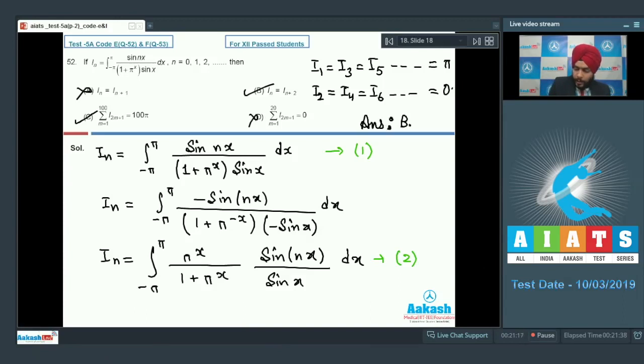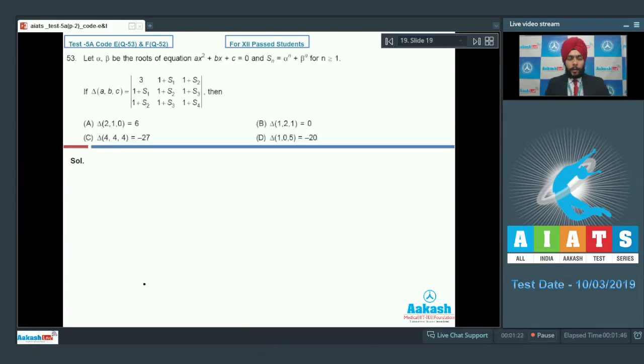Okay. Let us move on to the next question. Question number 53 says that let alpha and beta be the roots of the equation ax square plus bx plus c equals 0 and Sn be defined as alpha power n plus beta power n for n greater than or equal to 1. If delta of ABC is the determinant 3, 1 plus S1, 1 plus S2; 1 plus S1, 1 plus S2, 1 plus S3; 1 plus S2, 1 plus S3, 1 plus S4, then we have to find out the value of delta for various values of A, B and C.